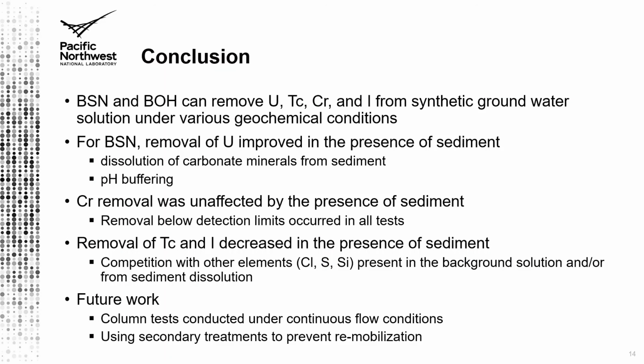In conclusion, BSN and BOH can remove uranium, technetium, chromium, and iodine from synthetic groundwater solutions under various geochemical conditions. For BSN, removal of uranium improved in the presence of sediment due to pH buffering by the sediment, as well as dissolution of carbonates, leading to formation of uranyl carbonates. Chromium removal was unaffected by the presence of the sediment, but technetium and iodine removal was affected in the BOH and the BSN tests. This is likely due to competition with elements present in the background solution and elevated concentrations of these elements present due to sediment dissolution.